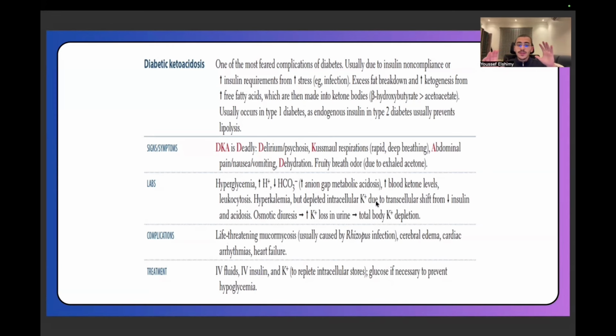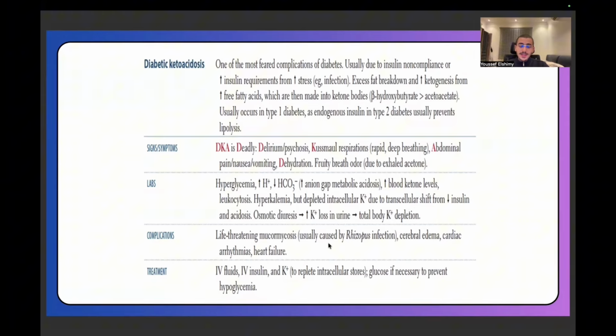But relatively, you have high potassium because the potassium is shifted from inside the cell to outside, and insulin is the factor that brings it inside. But you don't have insulin, so there would be hyperkalemia from decreased insulin and also acidosis. And as we mentioned, the osmotic diuresis would lead to the loss of potassium, as well as to total body potassium depletion.